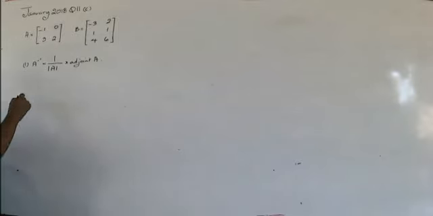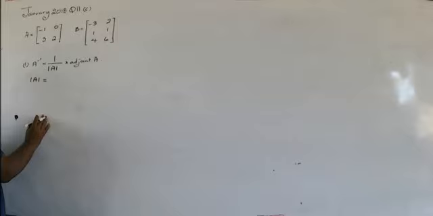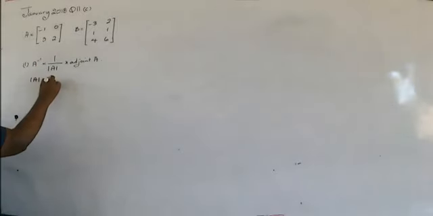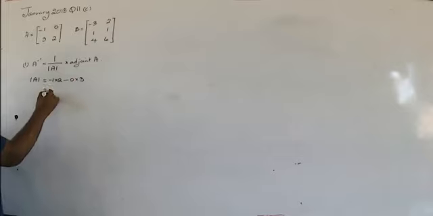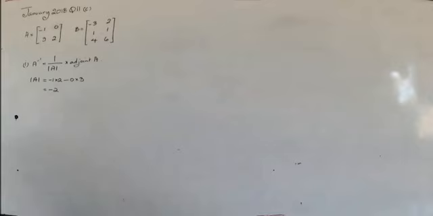Alright, let's find the determinant of A. The determinant of A is this times this, so it's minus 1 times 2, minus this times this. So it's 0 times 3, which is 0. What is minus 2 minus 0? Minus 2. If you add 0 or take away 0, it doesn't make a difference. So the determinant is minus 2.